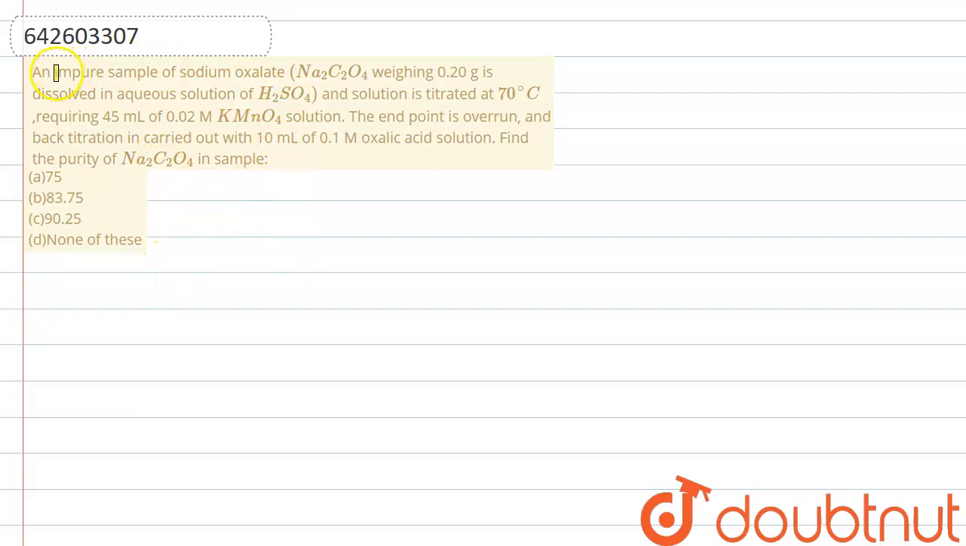Hello everyone, this is our question. Let me explain this question to you. An impure sample of sodium oxalate Na2C2O4 weighing 0.20 gram is dissolved in aqueous solution of H2SO4 and the solution is titrated at 70 degrees Celsius requiring 45 ml of 0.02 molar KMnO4 solution. The end point is overrun and the back titration is carried out with 10 ml of 0.1 molar oxalic acid solution. Find the purity of Na2C2O4 in the given sample.